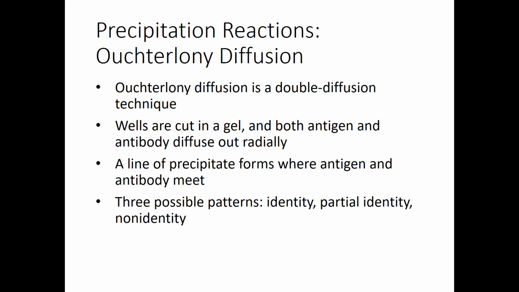Ouchterlony diffusion is what we call a double diffusion technique. Wells get cut into gel, and we're going to put antibody there, and we're going to put antigen in there. And again, we're going to look for a place where precipitation forms, immune complexes form. And when it does, we see that precipitation within the gel. There are 3 distinct patterns that can be developed in an Ouchterlony diffusion technique that are going to tell us an awful lot about the patient's antigen status. So let's take a look.